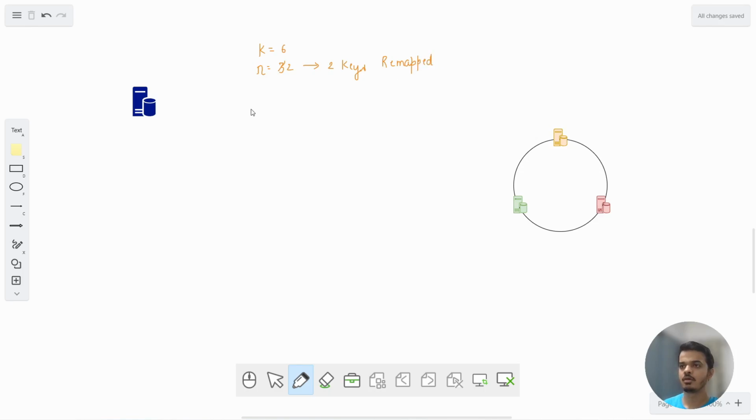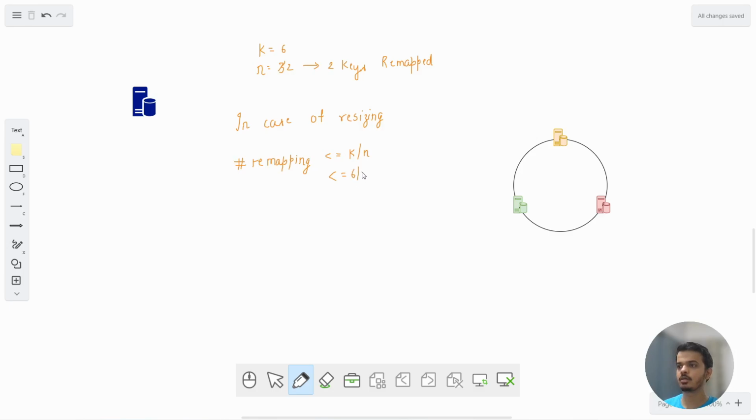So what does consistent hashing try to do? Whenever the hash ring size is changed, it tries to keep the number of remappings less than k by n. In our example, k is 6 and n is 3, and this is true in our case.